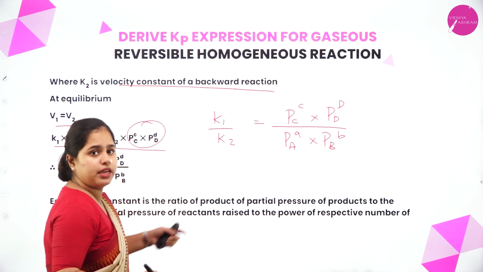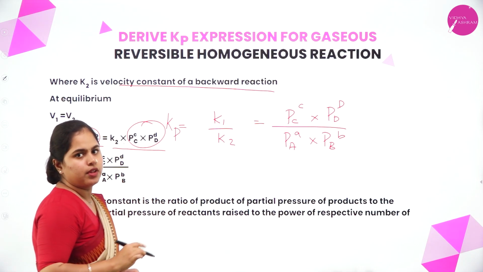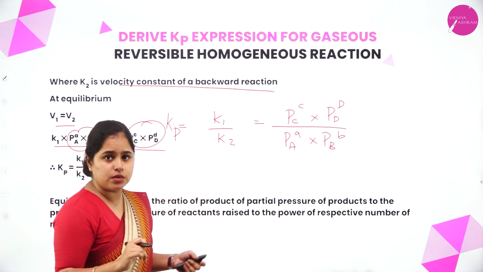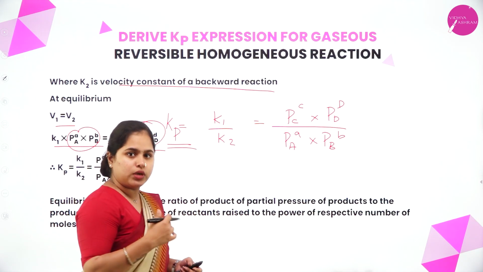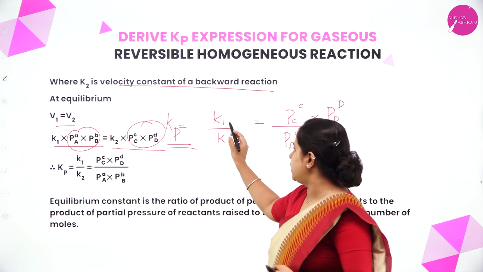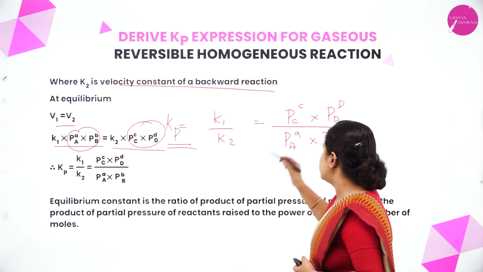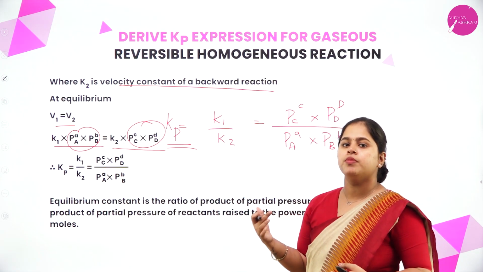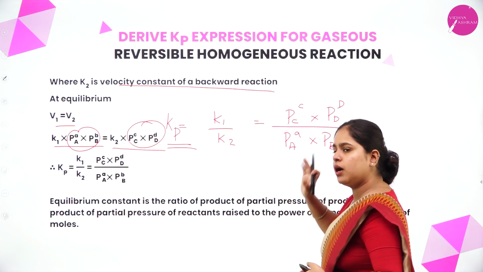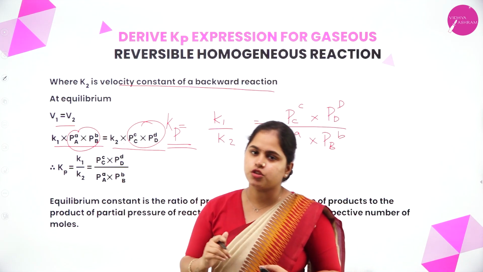Now, what is K1 by K2? That will be equal to your Kp. Right. Okay. Earlier it was Kc when it was in terms of concentration. Now it is in terms of pressure. So it is Kp. So Kp will be equal to K1 by K2. That is velocity constant for forward reaction divided by velocity constant for backward reaction, which is equal to the product of partial pressures of the products raised to their stoichiometric coefficients divided by the product of the partial pressure of the reactants raised to the power which is equal to their stoichiometric coefficient.